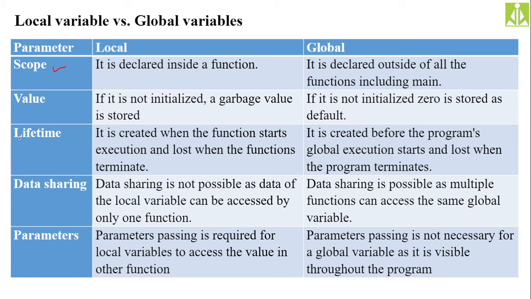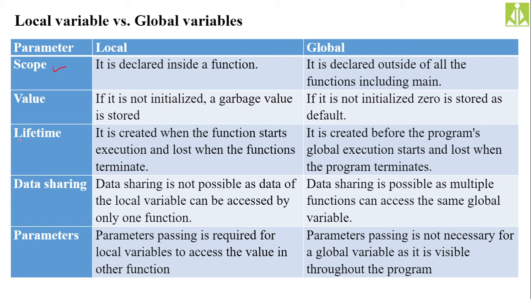Next thing is data sharing. Data sharing is completely restricted for local variables, as the scope is limited to the block. We can't use local variables for data sharing. Whereas for global variables, their usage is not limited to the block, so global variables are the best way for data sharing between the functions.